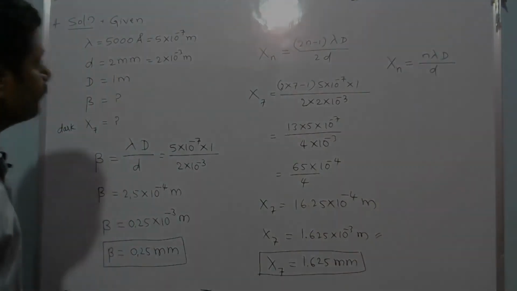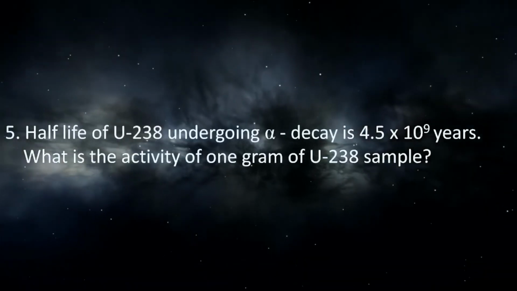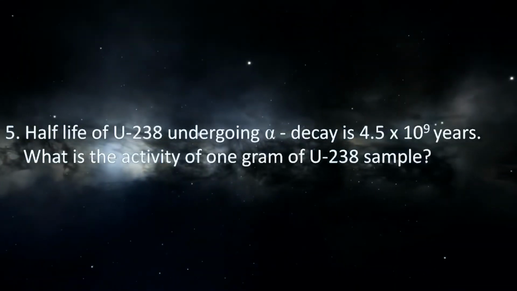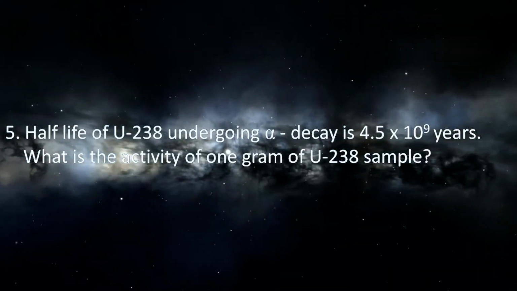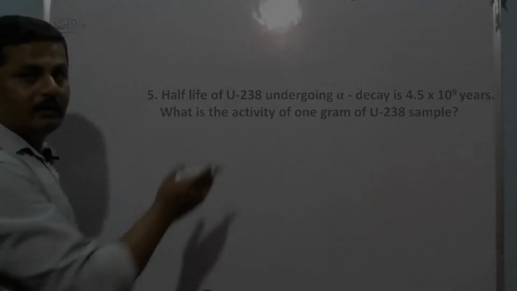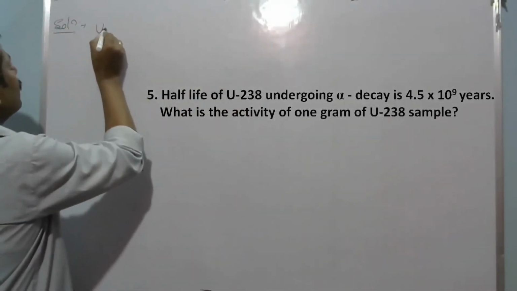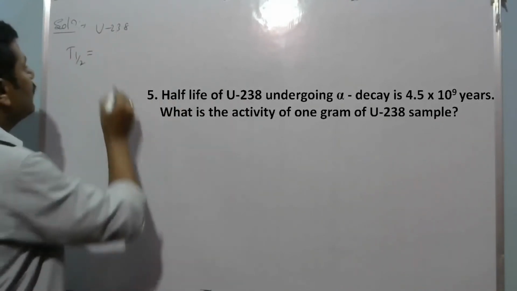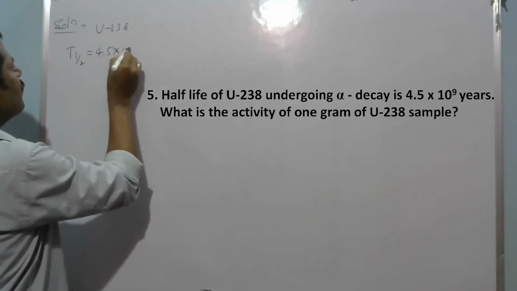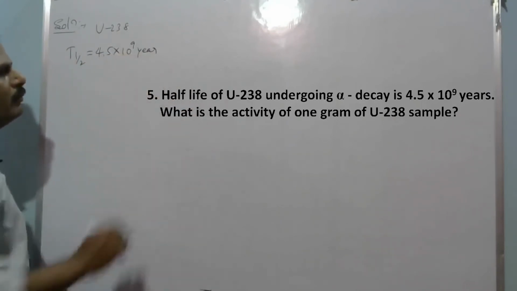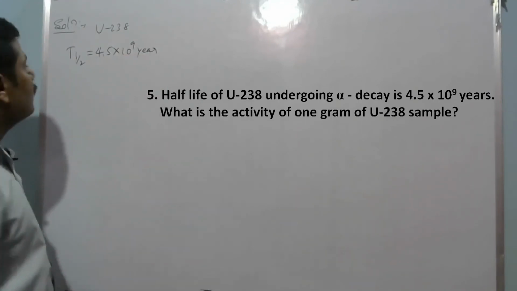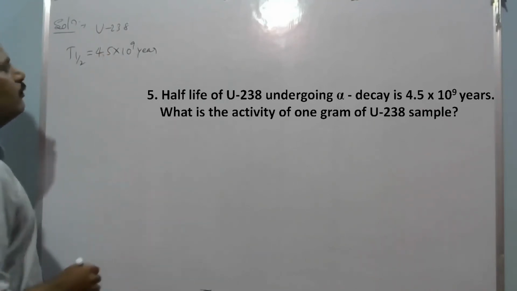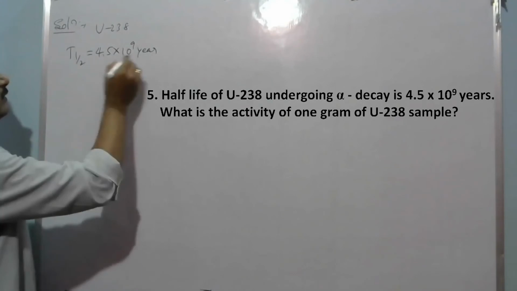Let's go to the next question. Half-life of uranium-238 undergoing alpha decay is 4.5 into 10 raised to 9 years. What is the activity of 1 gram of uranium-238 sample? In this problem, the half-life period of uranium-238 is 4.5 into 10 raised to 9 years, and our aim is to find out the activity of 1 gram of uranium-238 substance. Before that, let me express this in SI unit, that is in seconds.